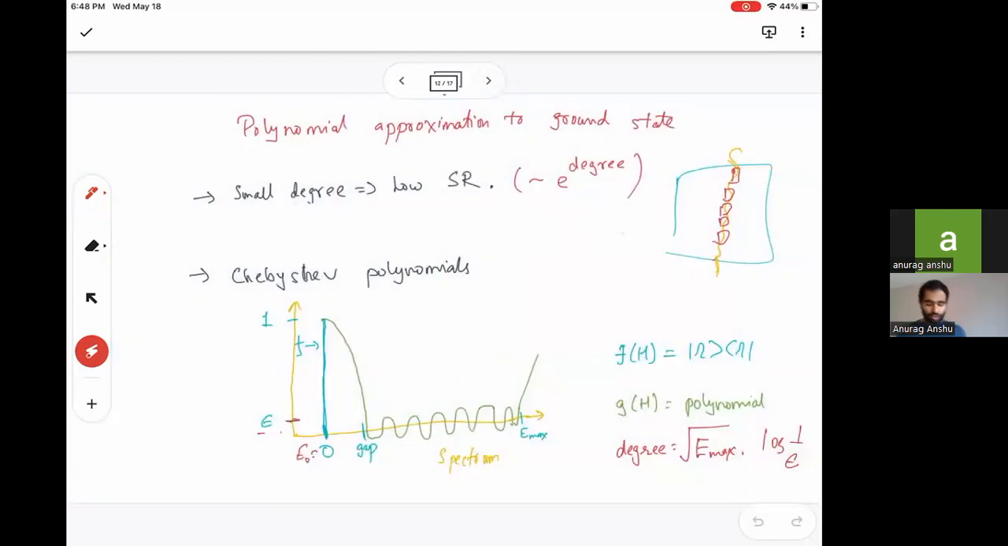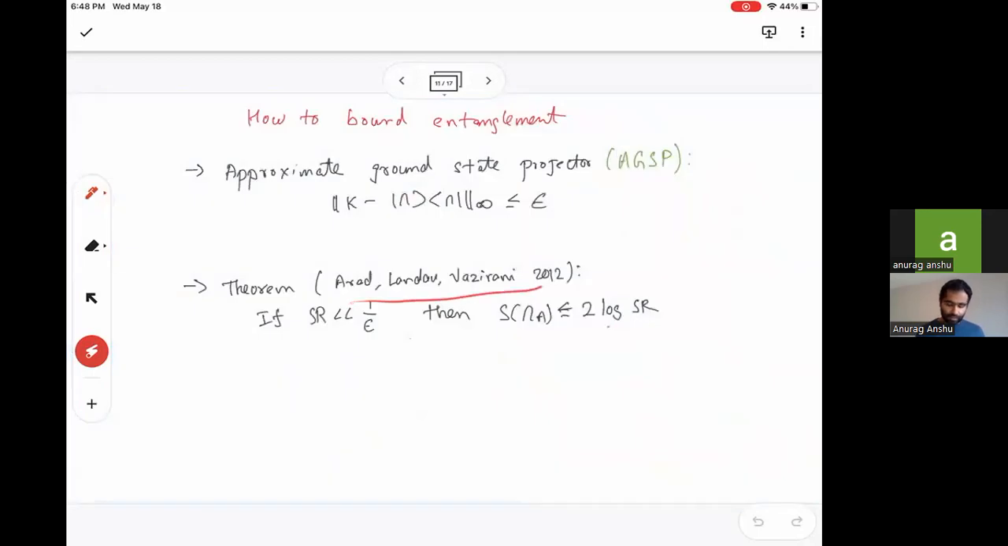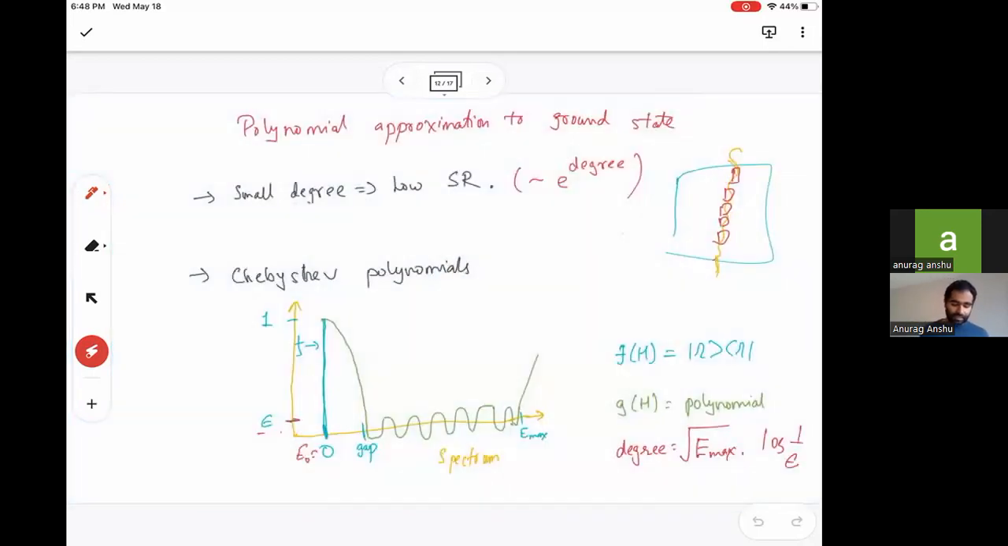This is where the polynomial approximation comes in, and this is also an idea that comes from the work of Arad and Vazirani. The idea is that if we have an operator with small degree in some sense, then it will have a low Schmidt rank. At a very high level, a small degree means that the polynomial is a linear combination of a small number of terms of the Hamiltonian, and hence each such term will not increase the Schmidt rank by that much. So the overall increase will be exponential in the degree. Of course, we also need to control the number of terms in the sum, but I will not discuss that here.